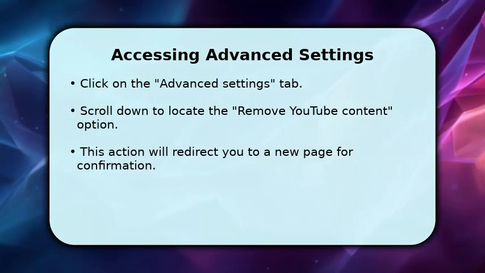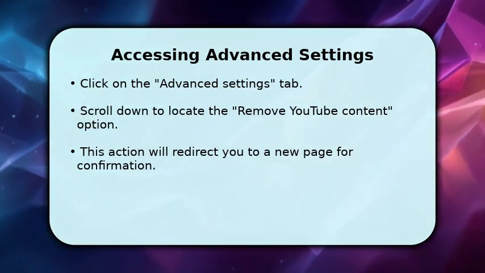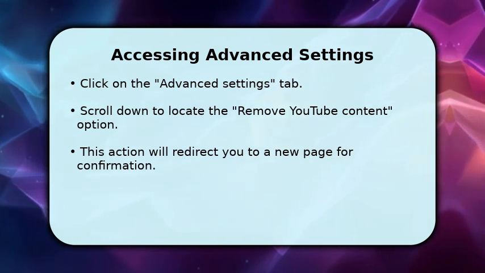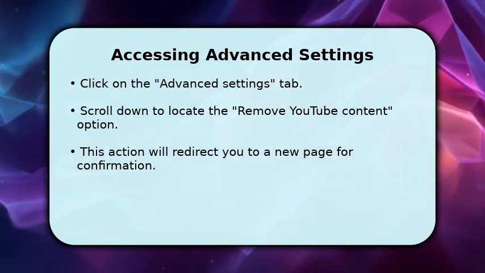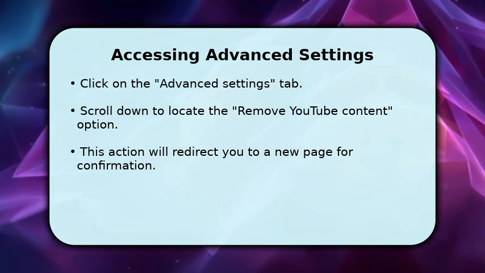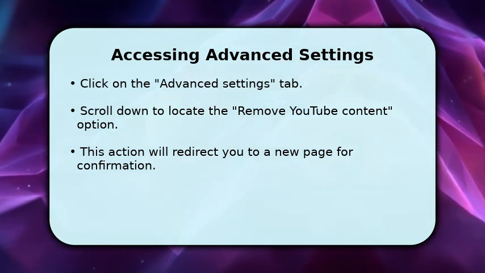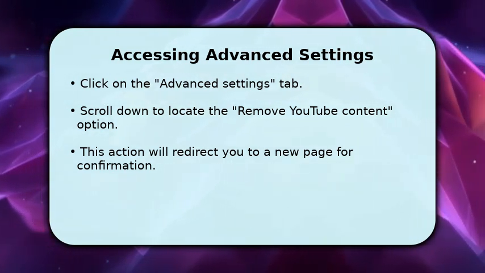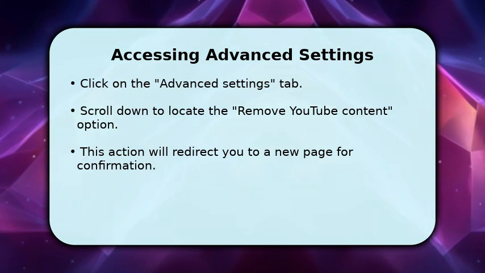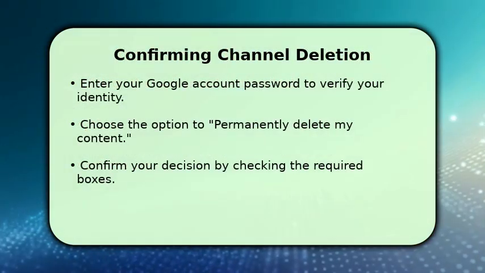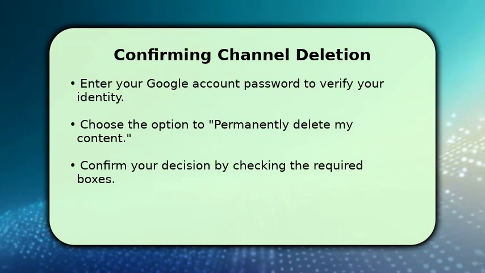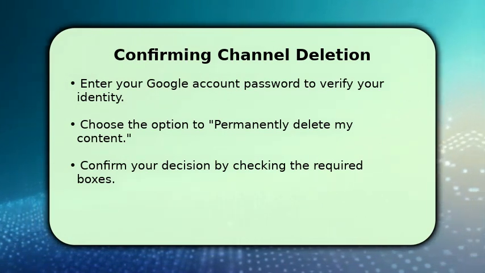Next, within the channel settings, you'll see several tabs. Choose the Advanced Settings tab. Scroll down the page until you find the Remove YouTube Content link. Clicking this link will take you to a new page where you'll begin the process of either hiding or permanently deleting your channel. On the new page, you'll be prompted to enter your Google account password for security verification.